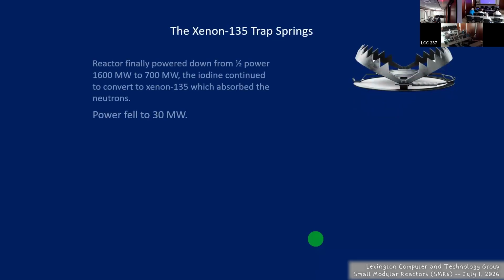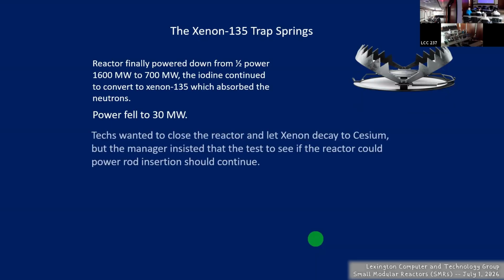But then the xenon trap springs. It was powered down from 1,600 megawatts to 700 megawatts. Iodine continued to convert to xenon-135, which absorbs the neutrons, and then the power fell to 6 megawatts. No big deal. The technicians wanted to close the reactor and let the xenon decay. You close it for a day or two, the half-life, it just disappears.